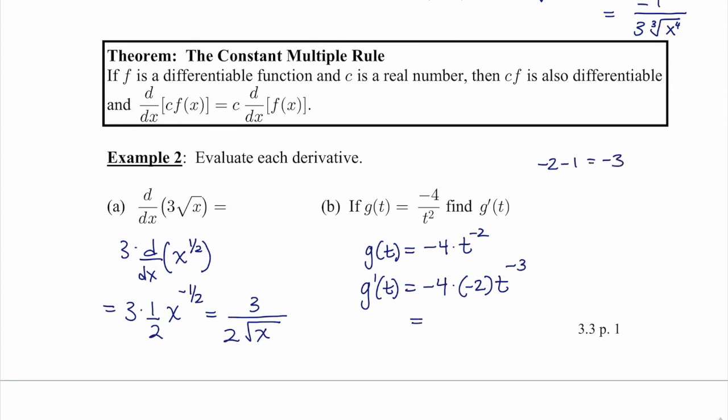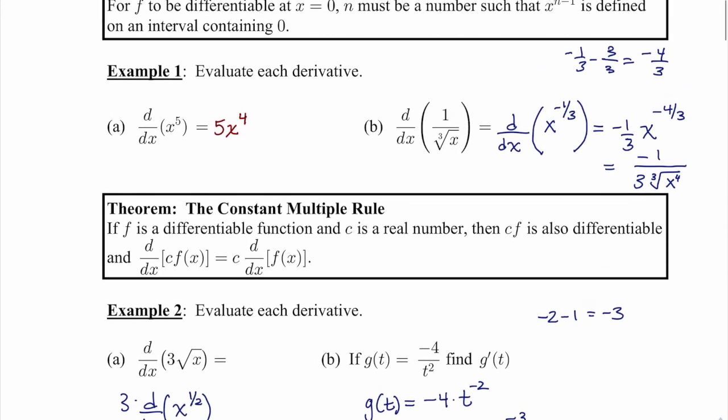And then that, if I want to simplify it, I could multiply the negative 4 and the negative 2 together, and that's going to give me 8. T to the negative 3 is t to the third in the denominator. So you can see when I have just a scalar multiple or a constant multiple of another function, that multiple gets carried along, and then it's multiplied with the derivative of the other function.